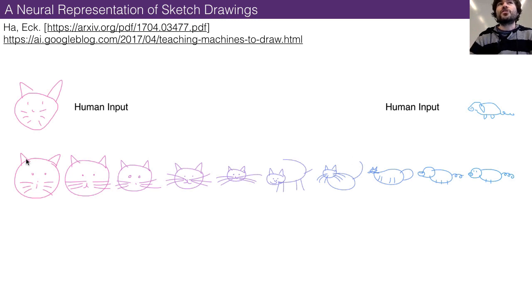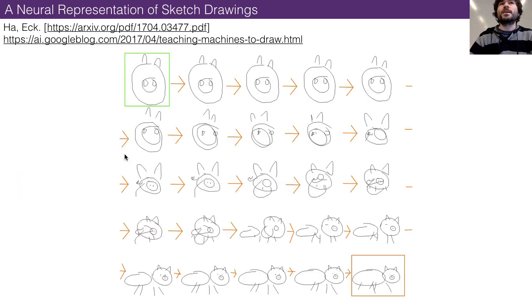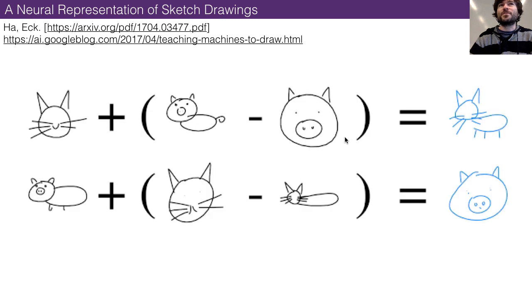So you get a gradual interpolation from cat face to pig body. So another, like, pig face to pig body, right? Gradually changing. And you see that it kind of tries to have a plausible looking drawing at every stage of the way. They also, this is really cute. This is the cutest thing you've ever seen in a research paper.